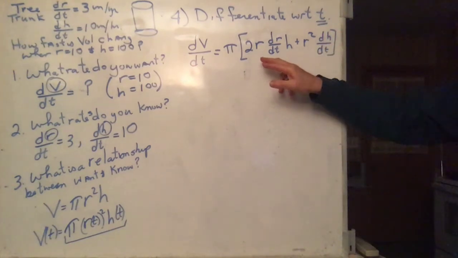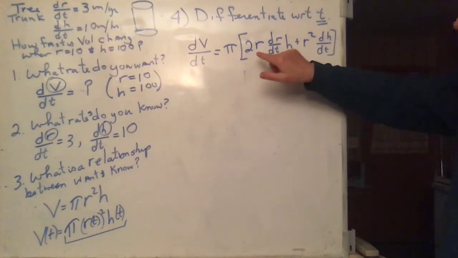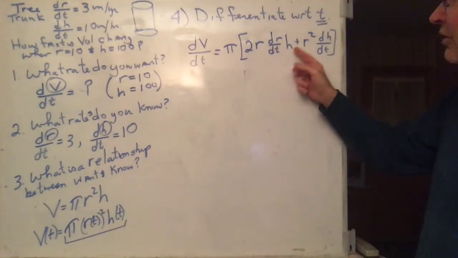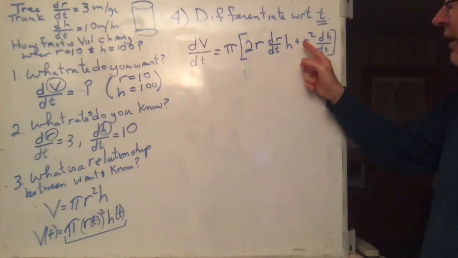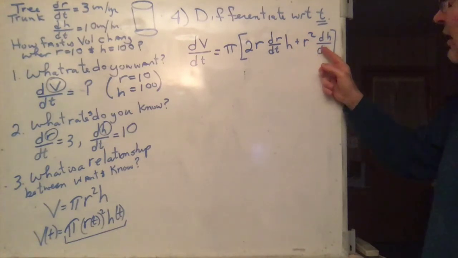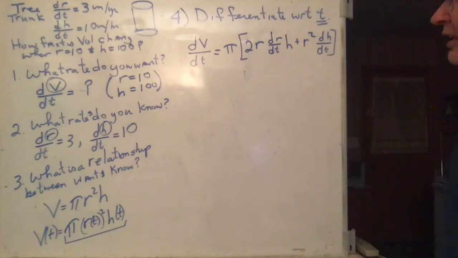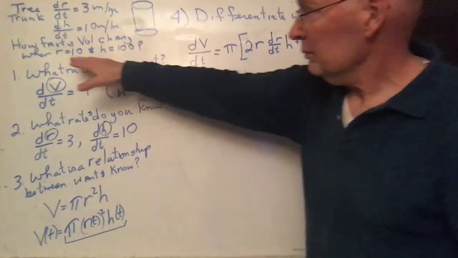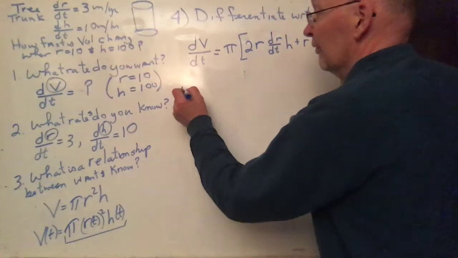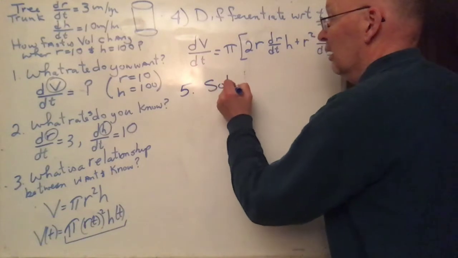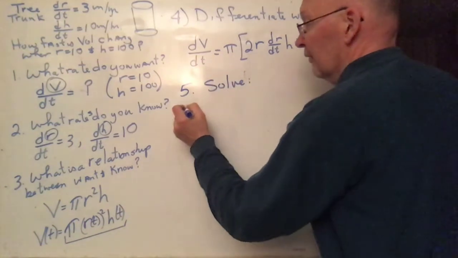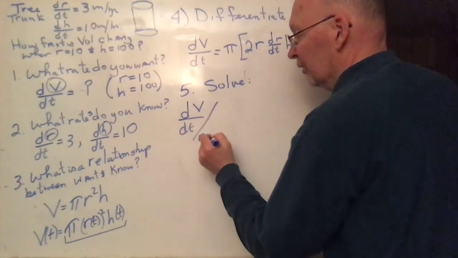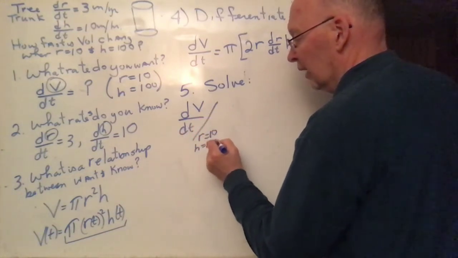Okay, let's check it again. Here I have the pi out front, so you bring the 2 down, 2r dr/dt times h, plus, what does the product rule say? You leave this one alone, r squared times the derivative of h, which is dh/dt. And now you can put in these values. So here's number 5, which is solve. Everything is set for us, so we can just say dV/dt when r is equal to 10 and h is equal to 100.